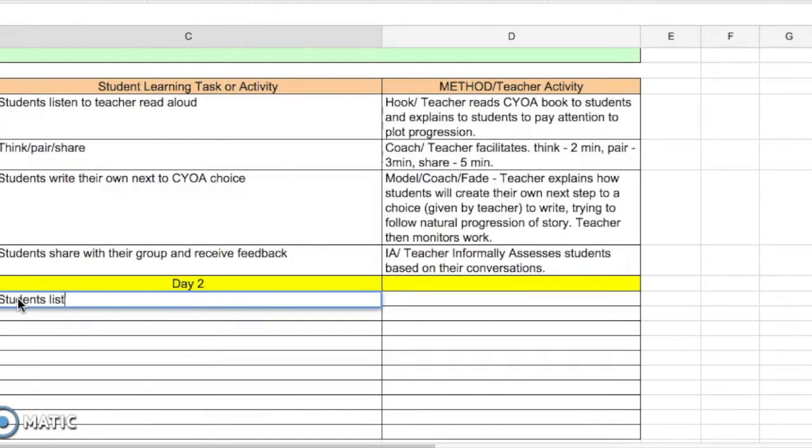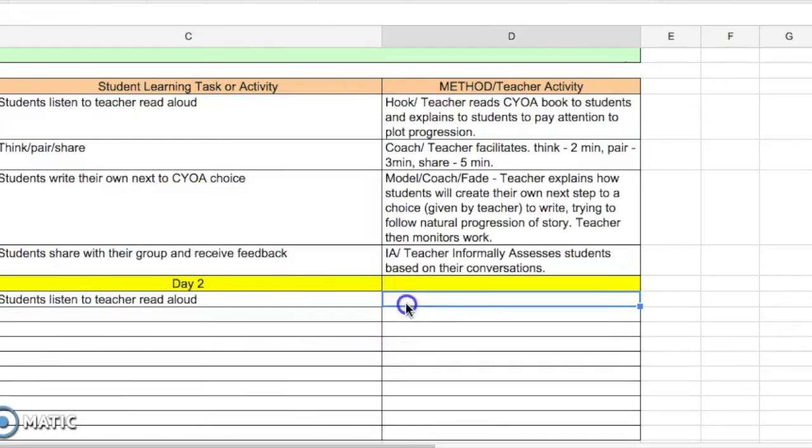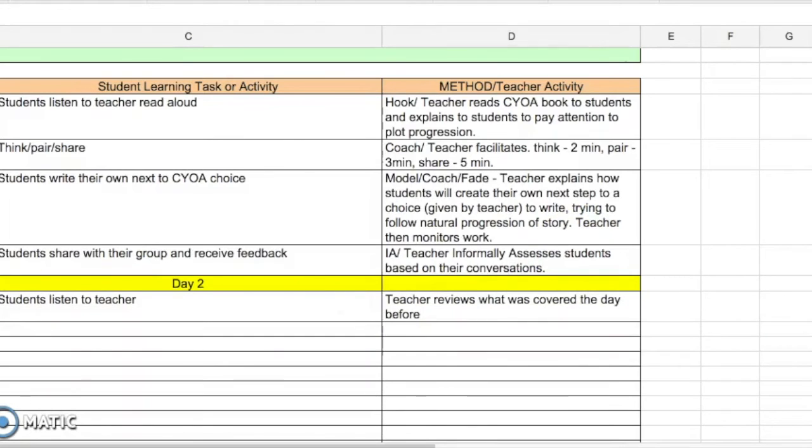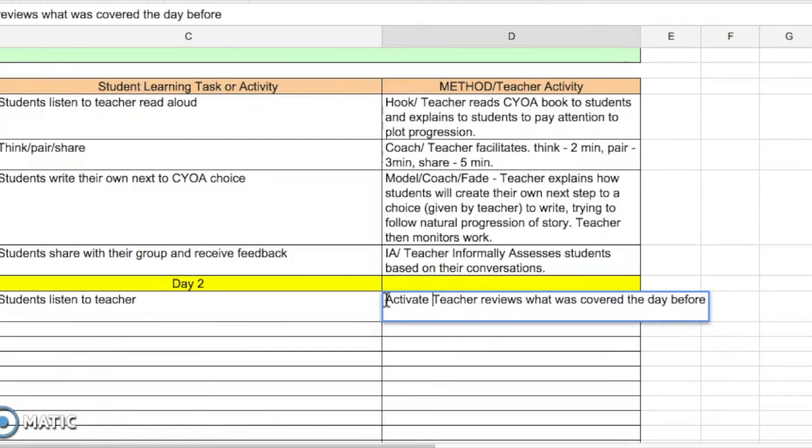I'm just going to put students listen to teacher. And here, whoops, not read aloud. No more of that for today. And here, it's just teacher reviews what was covered the day before. And so the idea there is that as a teacher, you go up there, you talk for about 5 minutes about what happened the day before, just to kind of activate their prior knowledge. I'll put that as the method. Activate prior knowledge.